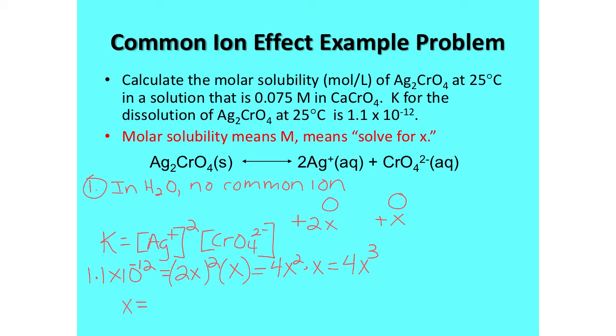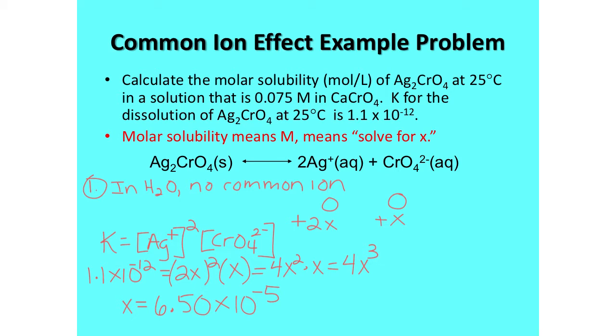And that would have a value of 6.5 times 10 to the negative fifth. So that would be how much chromate we would have in solution. If we were looking for the silver, it would be double that.